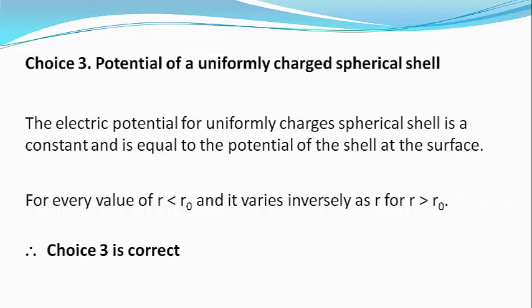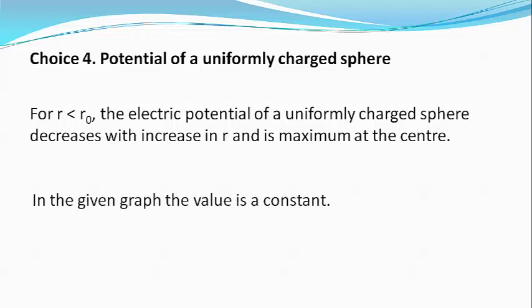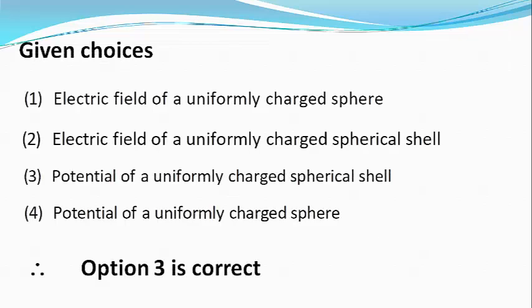And now the choice 4. For r less than r0 for a uniformly charged sphere, the electric potential decreases with increase in r for r less than r0 and has a maximum value at its center. Whereas in the given graph, the value is a constant for r less than r0. Therefore, choice 4 is also not the right answer. It is therefore clear that choice 3 is the right answer to the given question.